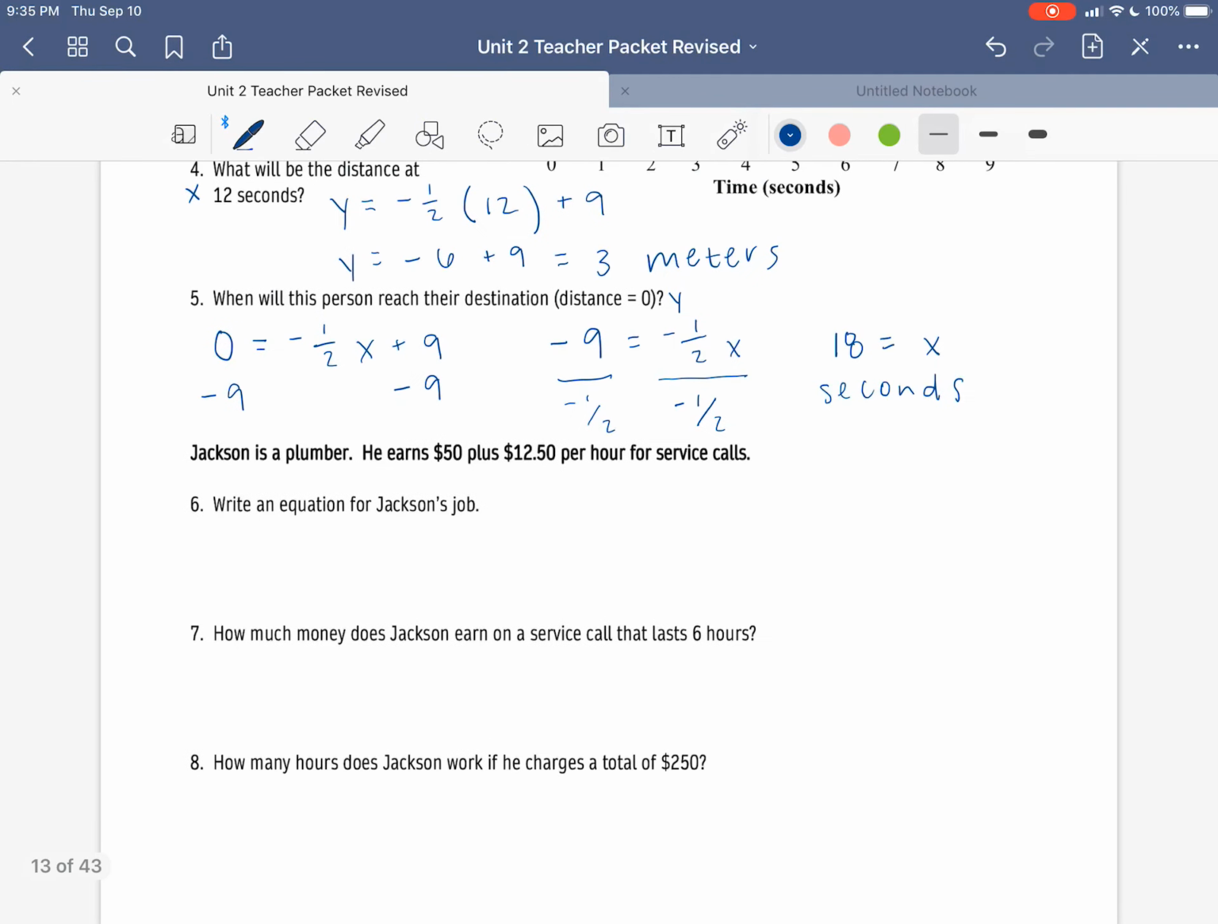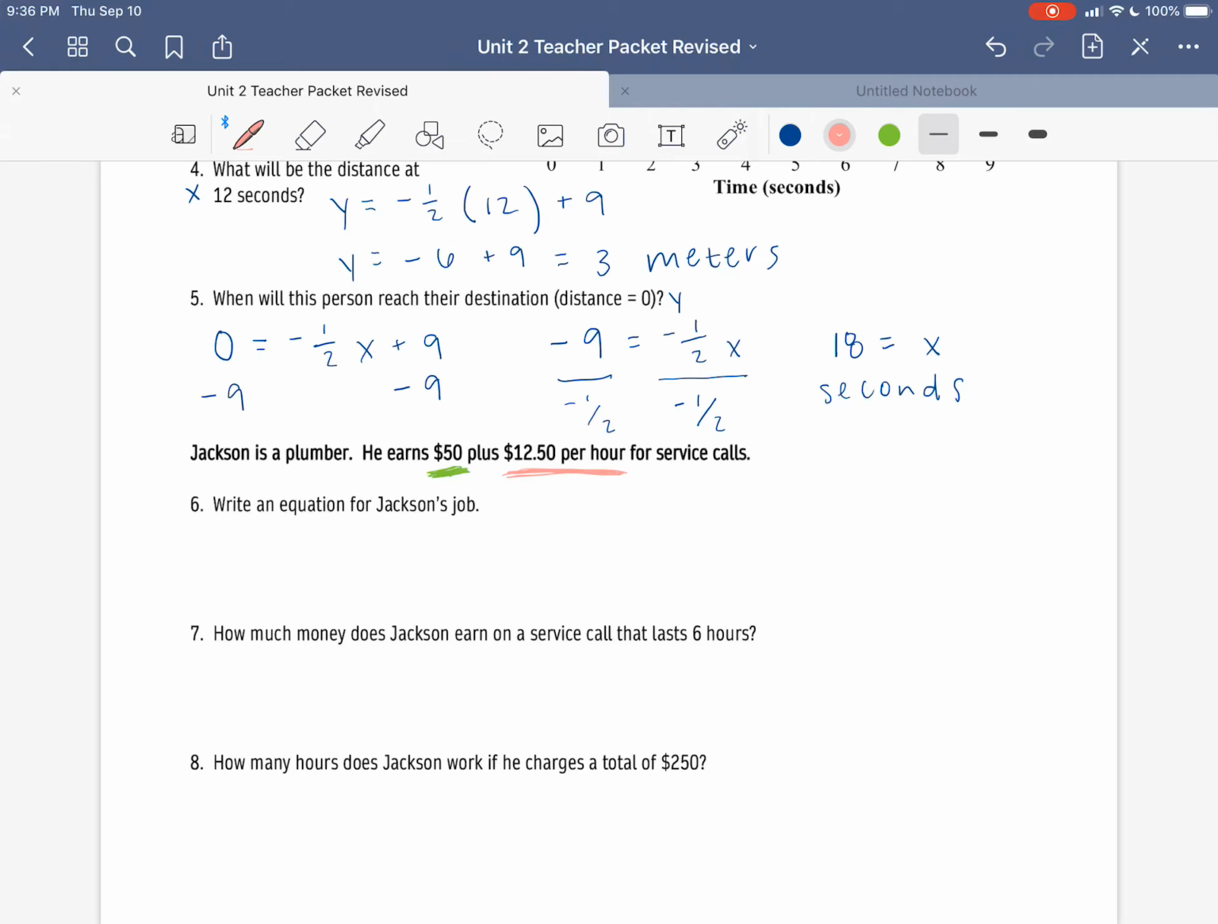All right, so now reviewing linear equations in context, so interpreting them. In this example, pause to write down the important parts. It says Jackson is a plumber. He earns $50 plus $12.50 per hour for service calls. So 2 different pieces. We talked about how the amount that he earns, no matter what, is his initial value. He's going to earn that $50 steady, $50 all the time. The part that depends on something else is the $12.50. He earns $12.50 for each hour, and so that depends on how many hours he works. The $50 is steady, but the $12.50 depends on the hours.